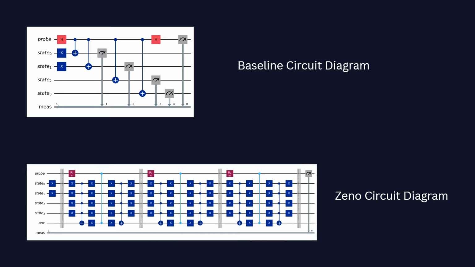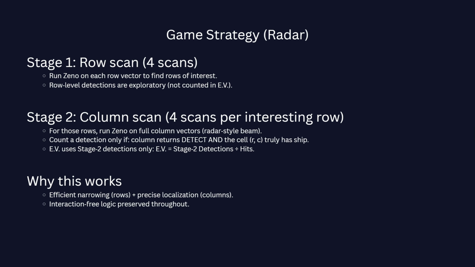So now the question is, how do we use this circuit to play the game? We developed a two-stage radar strategy. In stage 1, we scan all the 4 rows to find the rows of interest. In stage 2, only for those interesting rows, we then scan each of the 4 columns. This is an efficient way to pinpoint the exact coordinates. Let's see this in the code.